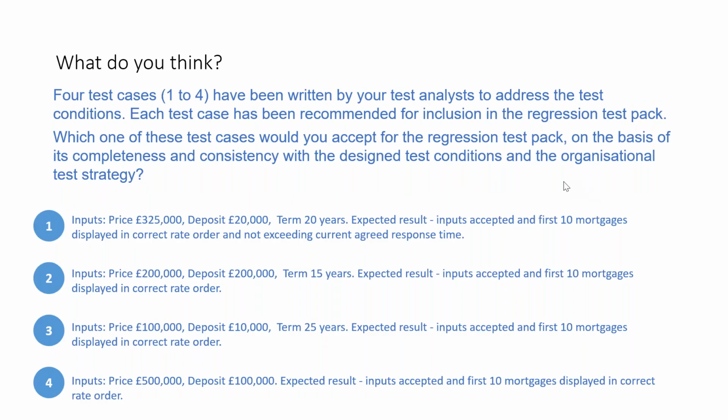Now, the question is, 4 test cases have been written by your test analysts to address the test conditions. These are the 4 test cases. Each test case has been recommended for inclusion in the regression test pack. Finally, all these test cases you will put into regression test. Some of them you will put, some of them you will not put. Which one of these test cases would you accept for the regression test pack? Out of these 4, which one are you okay to put into regression? Because your strategy is talking about what has to be regression tested, which kind of risk levels and all. We have to go back, you have to remember that.